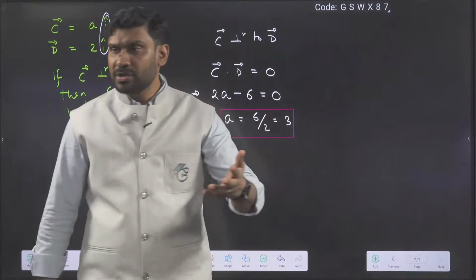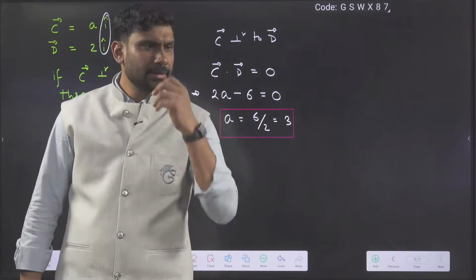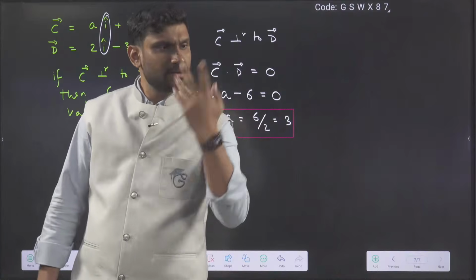शैल वी वर्क आउट वन मोर क्वेश्चन? एक और क्वेश्चन करें? शैल वी डू वन मोर? करते हैं? चलो करते हैं.